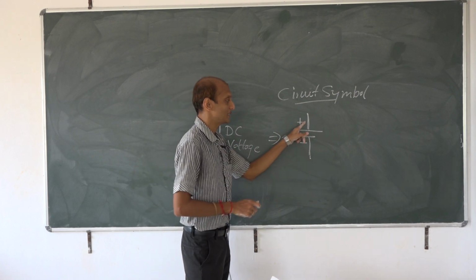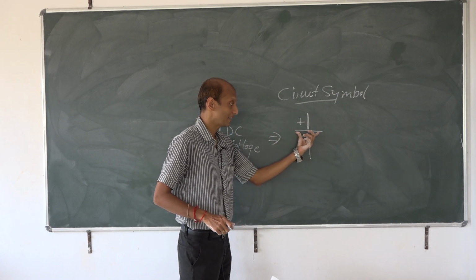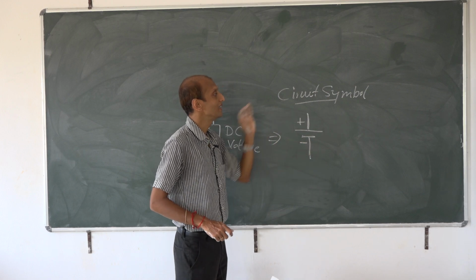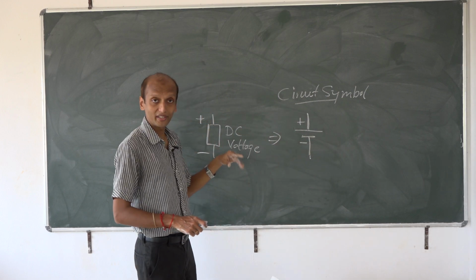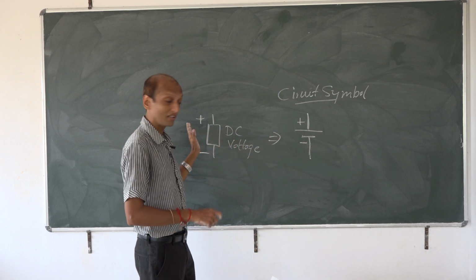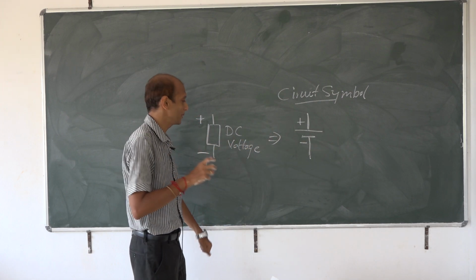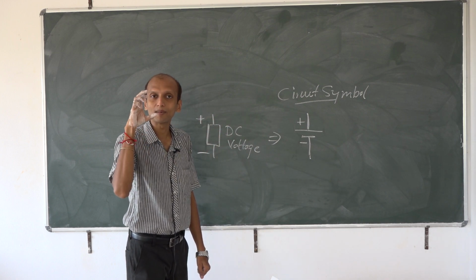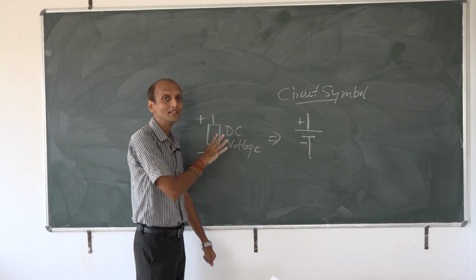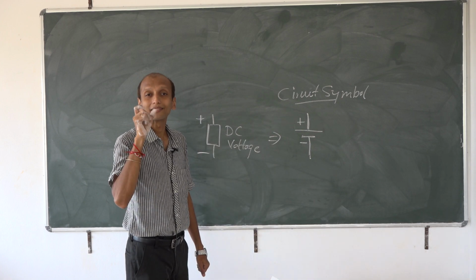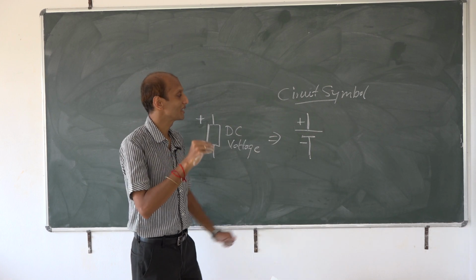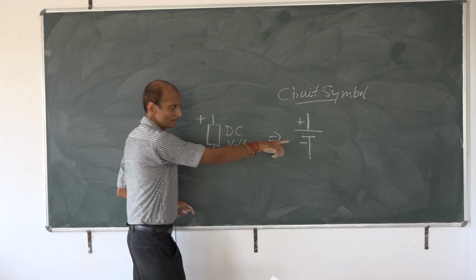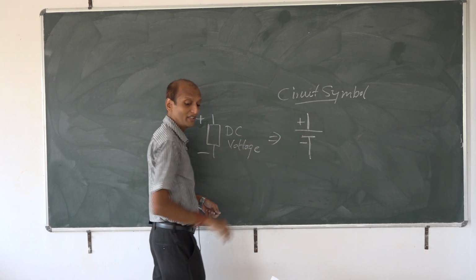So this is your DC voltage source. The larger line is the positive terminal and the smaller line is the negative terminal. And this is how we will always denote voltage sources in a circuit. We won't draw a battery in the circuit; things will be shown circuit-symbol wise. Yes, so this is how the DC voltage source will be shown.